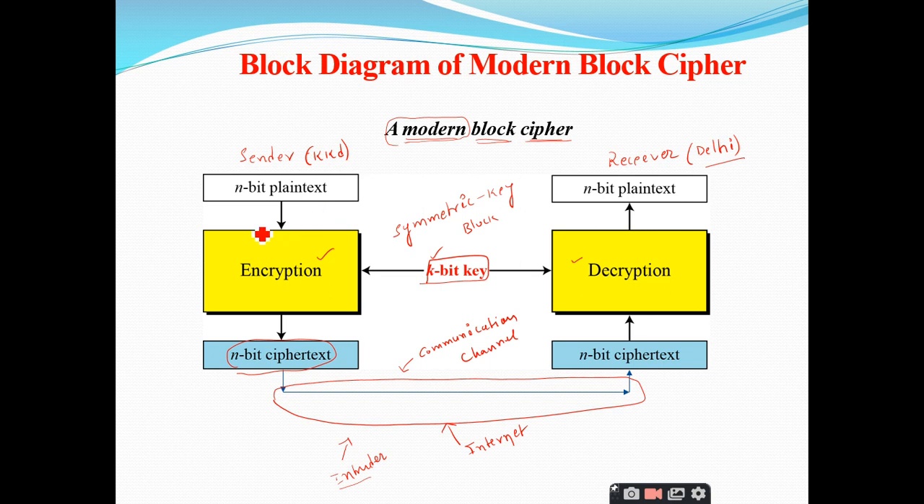The plain text is divided into a number of blocks, each block consisting of n bits. That is a different case. But how this is going to happen in the modern block cipher, and that too in the case of symmetric block cipher, is explained with this block diagram. Is it clear? Yes, sir.